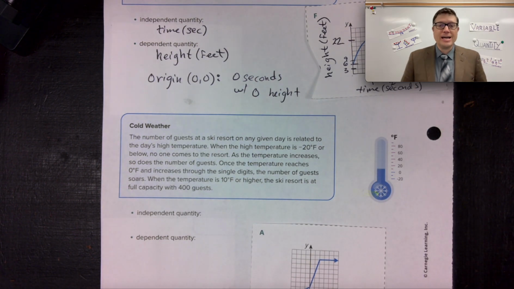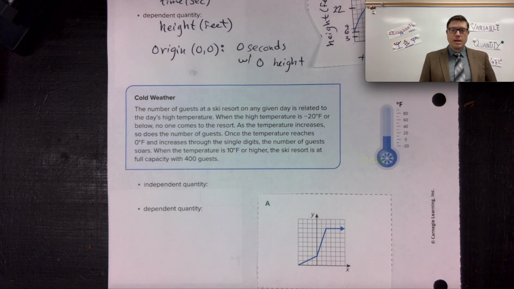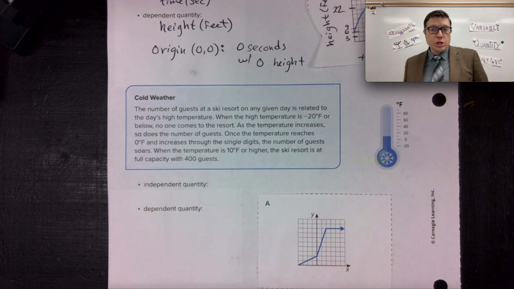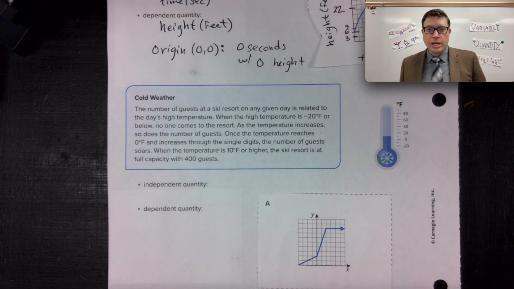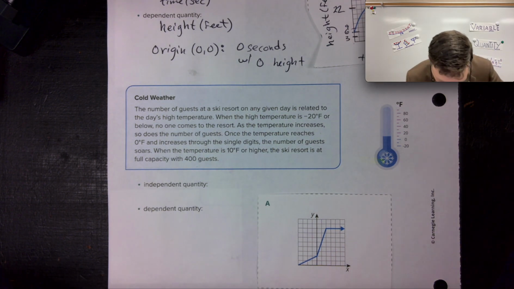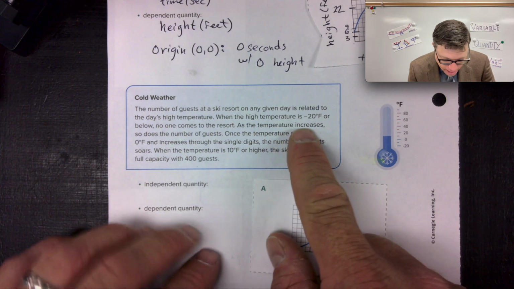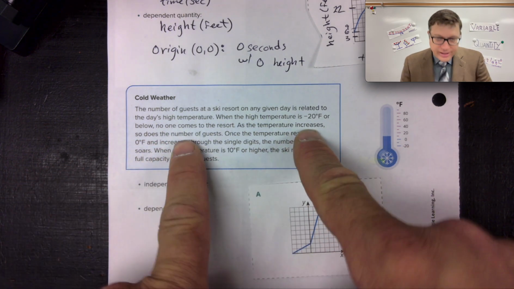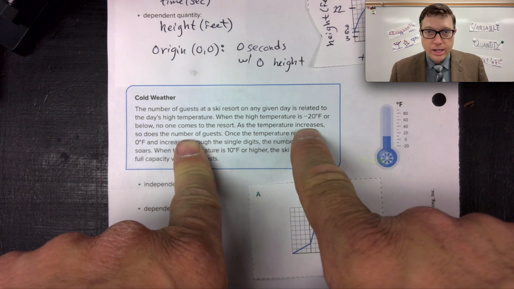The number of guests at a ski resort on any given day is related to the day's temperature. When the high temperature is minus 20 degrees Fahrenheit or below, no one comes to the resort. As the temperature increases, so does the number of guests. You guys, this sentence right here, as the temperature increases, so does the number of guests. That's the sentence that tells us what our independent and dependent quantities are.